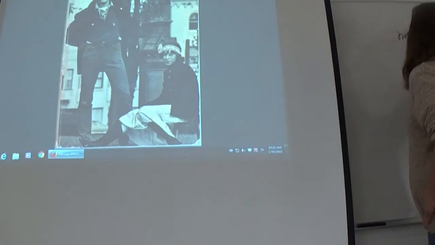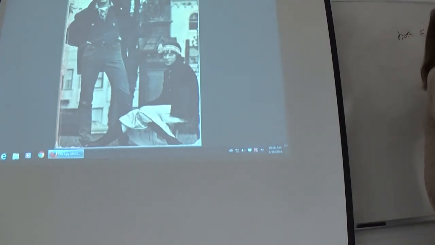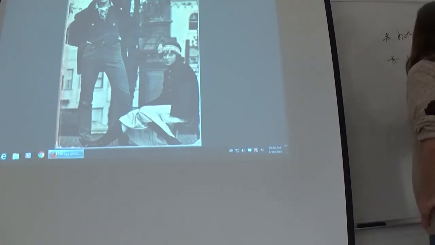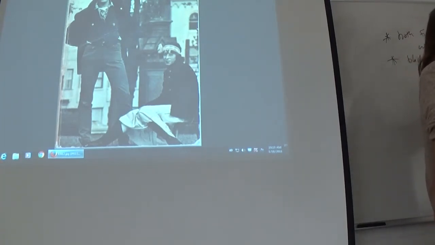So yeah, both figures. Jackets. Okay, good. What else do you notice? The photo is black and white. So, in conclusion, it's an old photo. Black and white photo. Okay. There's a statue behind it. Statue behind figures. Yep. Okay, good.